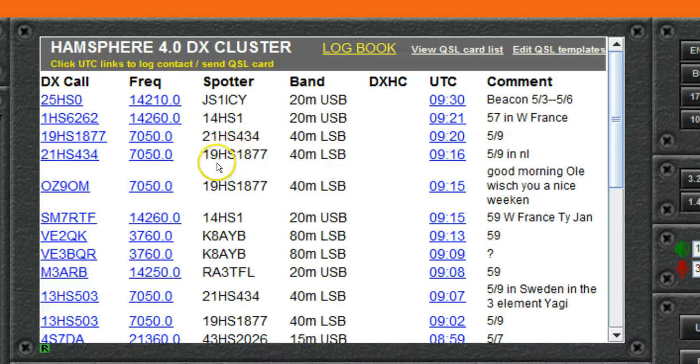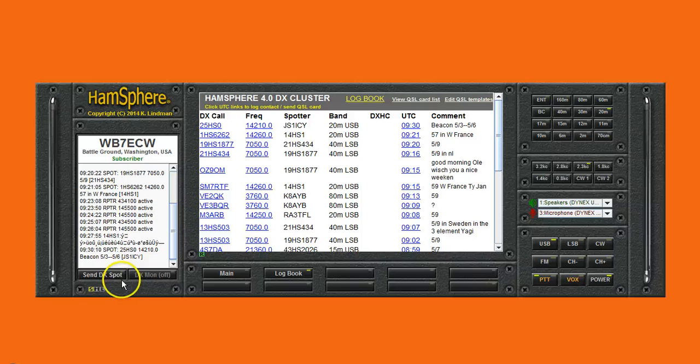The difference is on 4.0 you don't show up in the cluster automatically just because you transmitted. You'll notice I was transmitting earlier and my call, WB7ECW, is not in here. That's because that's not the way real radio works. There's nowhere in ham radio that someone who just keys their mic magically shows up on a list. The way people show up in this cluster is because someone spotted them.